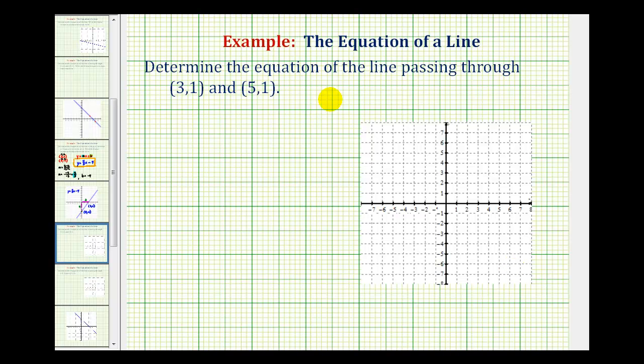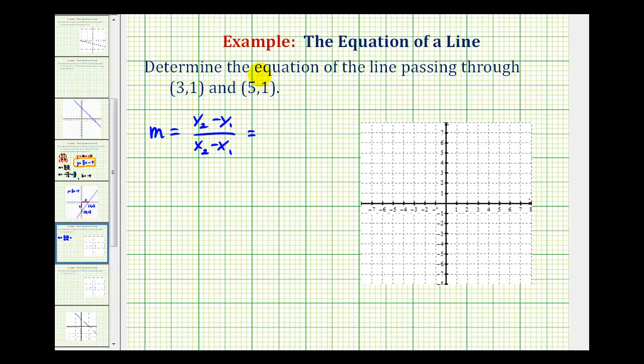We want to determine the equation of the line passing through the given 2 points. So whether we use the slope-intercept form of a line or point-slope form of a line, the first step would be to determine the slope of the line passing through the 2 given points. So we can use the formula m is equal to y sub 2 minus y sub 1 divided by x sub 2 minus x sub 1.